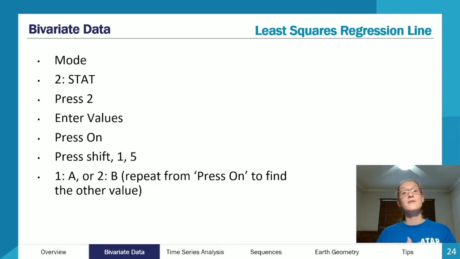And again, least squares regression lines: you can also calculate the A and B values using your calculator. It's almost the exact same process as doing it with your R value. I've got the steps up on the screen here. It's mode 2, enter your values, press AC, shift 1, 5. Then you press 1, which will correspond to A if you're wanting to find out the A value, which is the y-intercept, or you press 2 if you're wanting to find out B, which is your gradient or your slope.